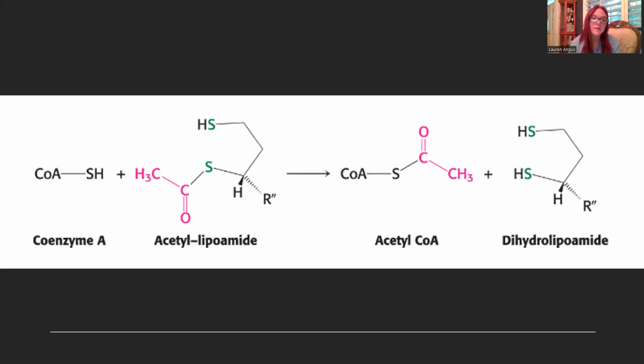The next step, we need to take our coenzyme A plus our acetyl lipoamide. Those two together will create the products acetyl-CoA and dihydrolipoamide. This uses the enzyme dihydrolipoyl transacetylase. It uses the coenzymes lipoic acid and coenzyme A in order for this to be made possible, basically.